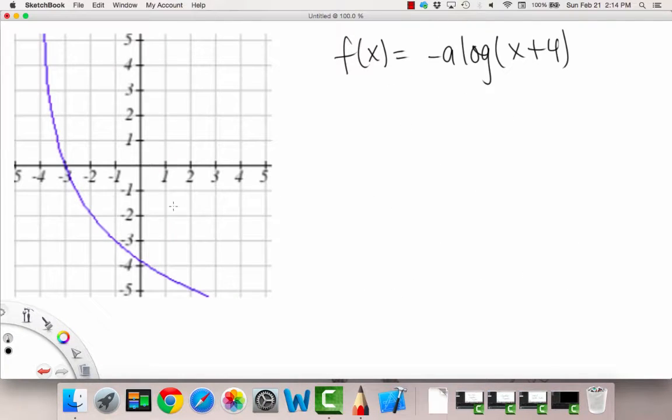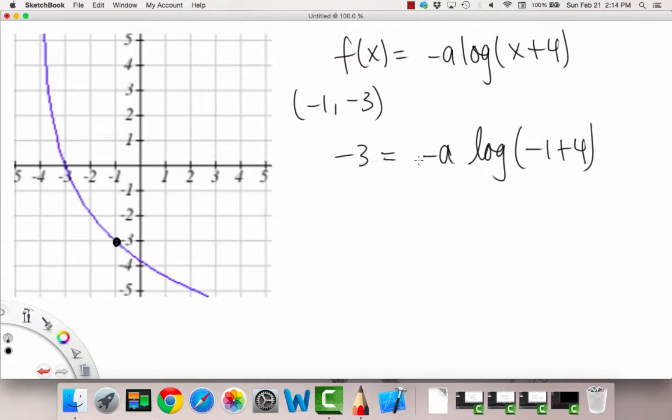Here's where we're at, and now we're just going to pick another point on our graph to try to determine what a is. So let's pick the point -1, -3. That means that -3 is equal to -a log of -1 plus 4. If we combine things on the right side, we get -a log of 3 is equal to -3. We can divide by a -1 on both sides, or multiply by a -1, either way you want to put it.